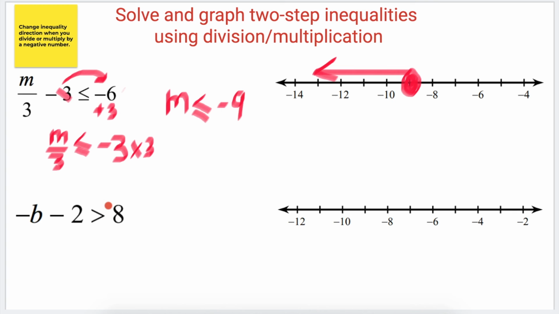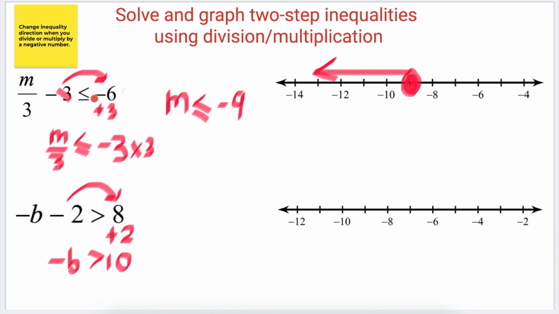In the second math problem, I have negative b minus 2 is greater than 8. So the first thing I need to do is to move that negative 2 over to the right side. Because it's negative, I need to add 2, and the only thing that I'm going to remain with on the other side is negative b. The sign remains the same, greater than. 8 plus 2 is positive 10. So the second step is to divide by negative 1 because this b here must be positive.